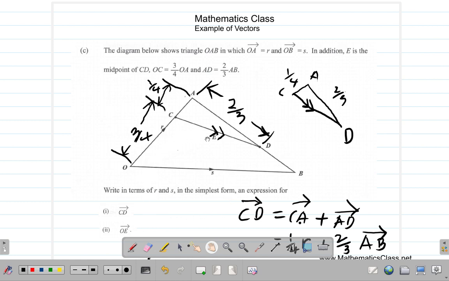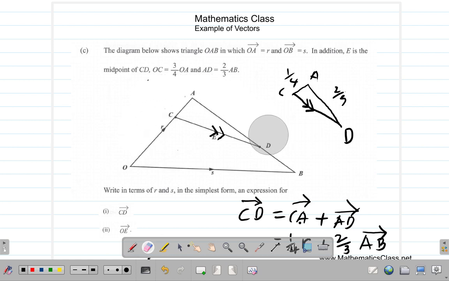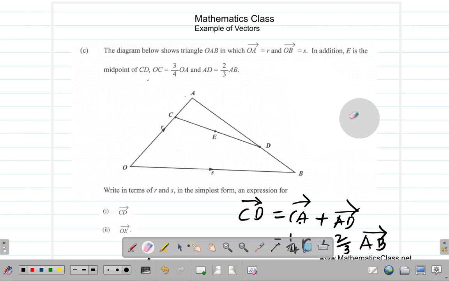OE, what is OE? Now that we know AB, we want OE. Erase some of what we have here. Now it's time to find OE. Going from O to E. Now, when we go from O to E, we're going to add two vectors to give you OE.